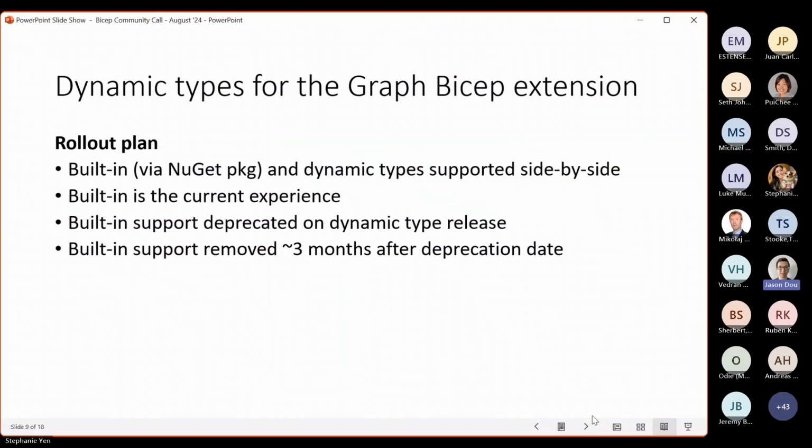So, our rollout plan for dynamic types. Once dynamic types is released, we will support both built-in and dynamic types side by side. Built-in is the current experience where the Graph Bicep types are loaded via a NuGet package. The built-in support will be deprecated after the dynamic types release, and then it will be removed 3 months after the deprecation date.